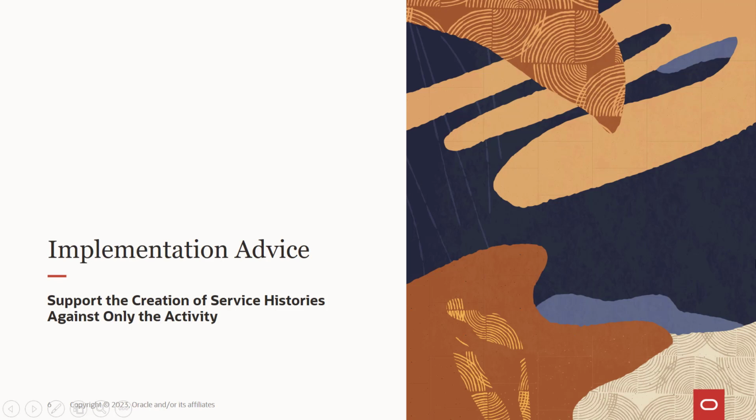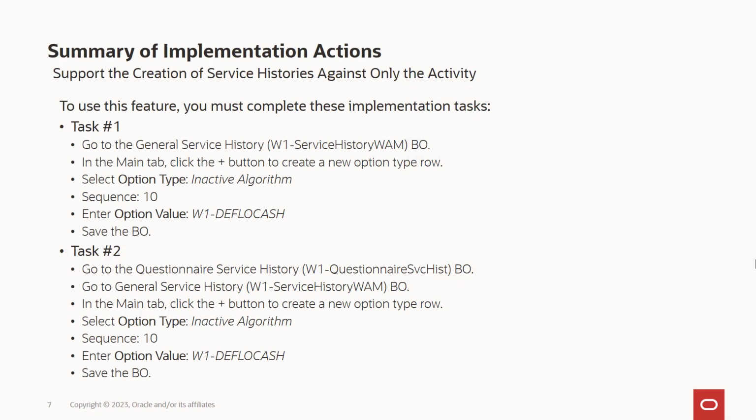In this implementation advice section, we'll go through what you need to consider before enabling this feature in your business and what you need to know to set it up. Here are the two configurations you'll need to complete in order to use this new functionality. That algorithm defaults the asset location onto the service history after you save it, even if you were to have blanked it out prior to saving the service history.